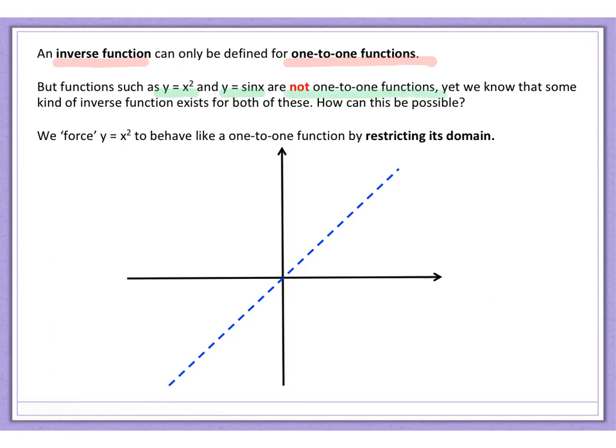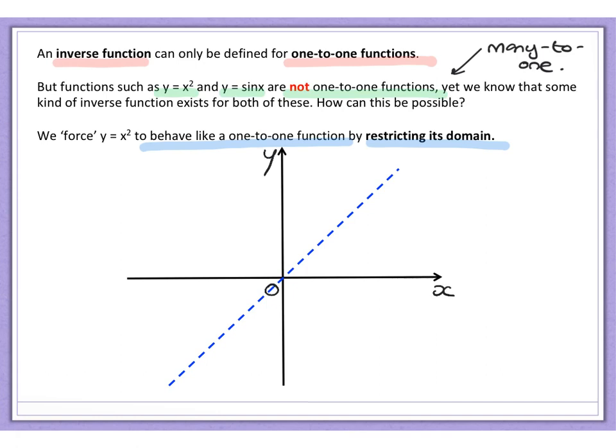They are, as we've said, many-to-one functions. And there is a way around this. We force these functions to behave like one-to-one functions by simply restricting their domains. So here we go. Here's a set of axes. Let's make sure they're fully labelled.